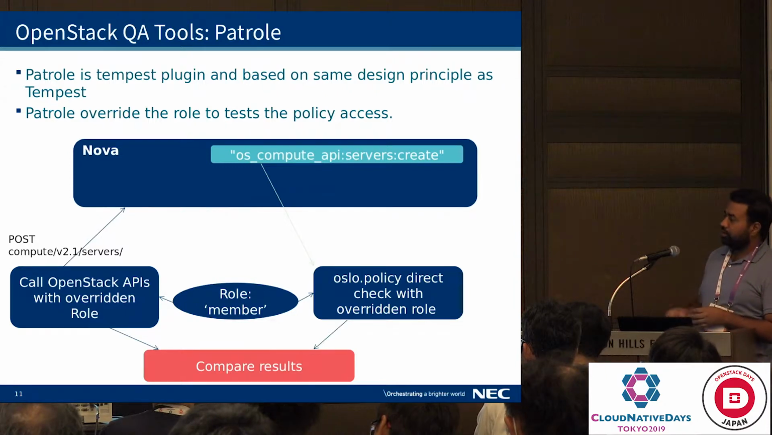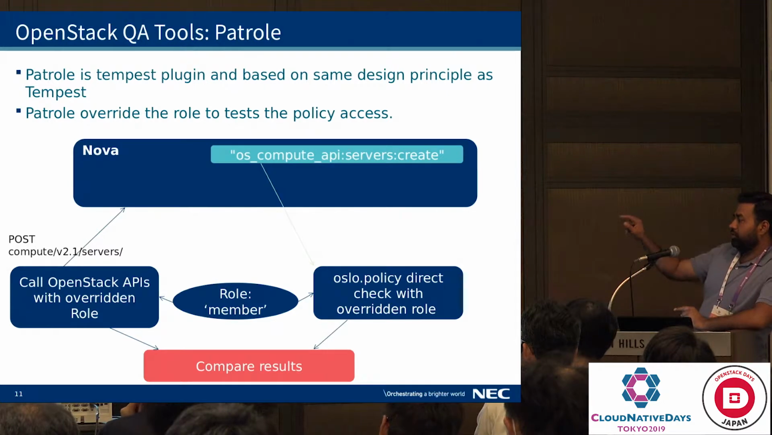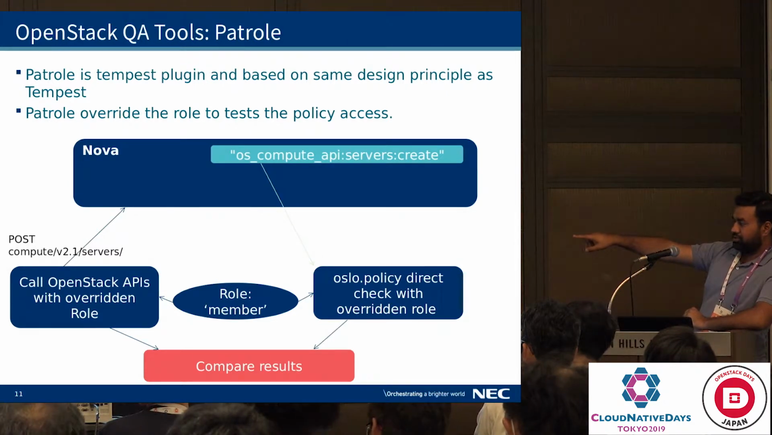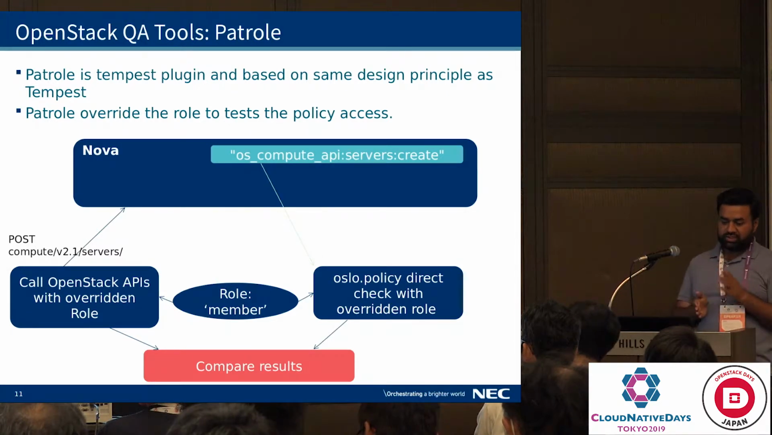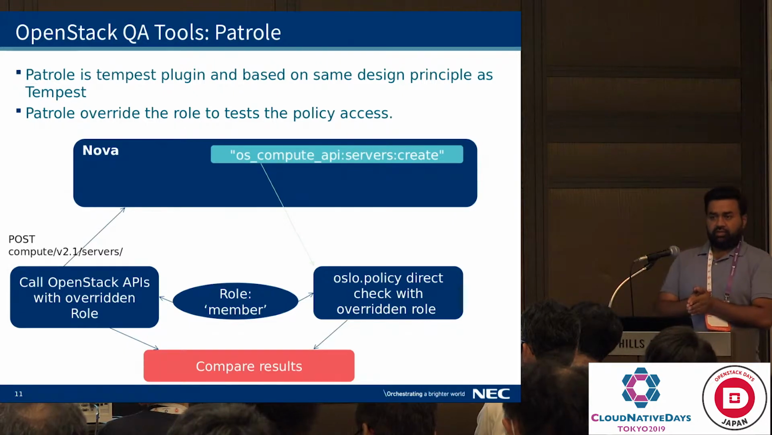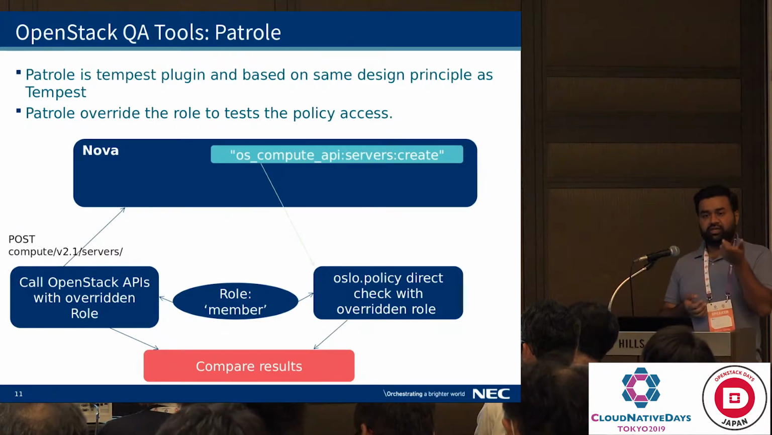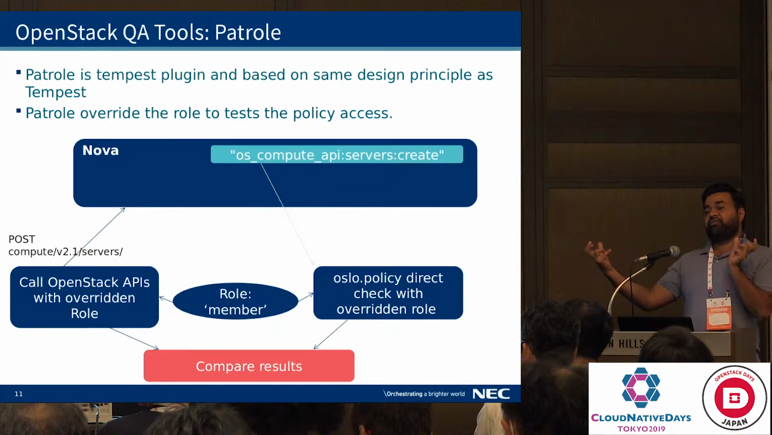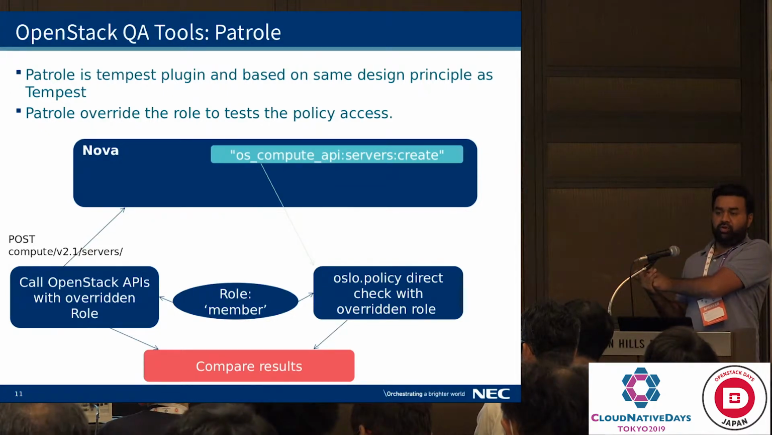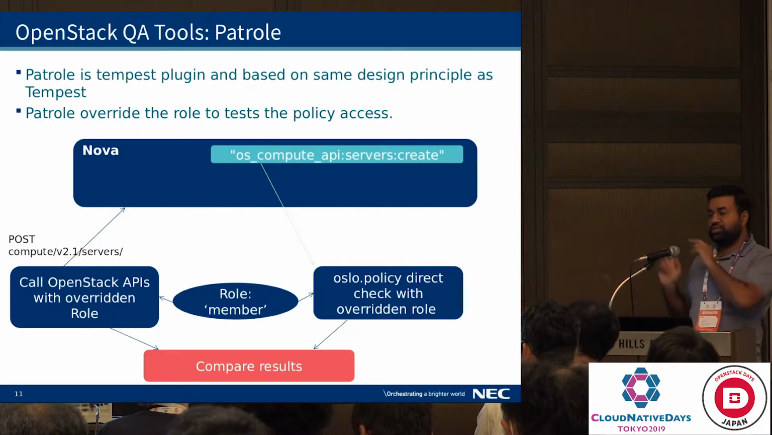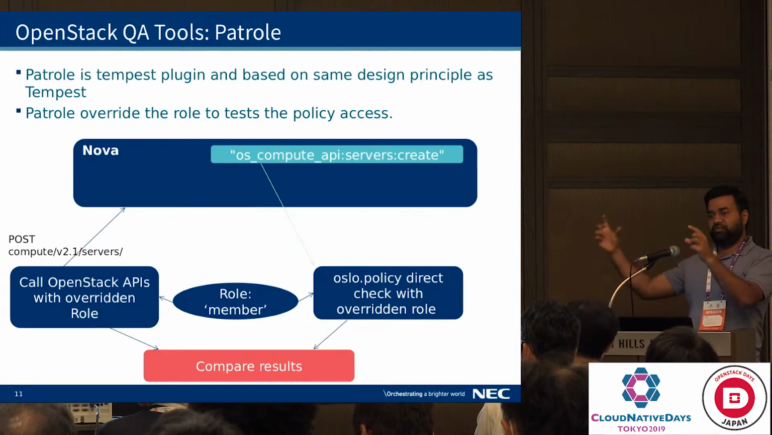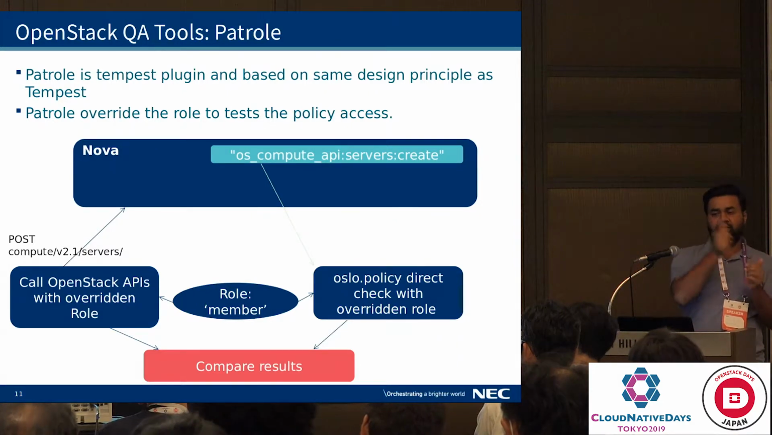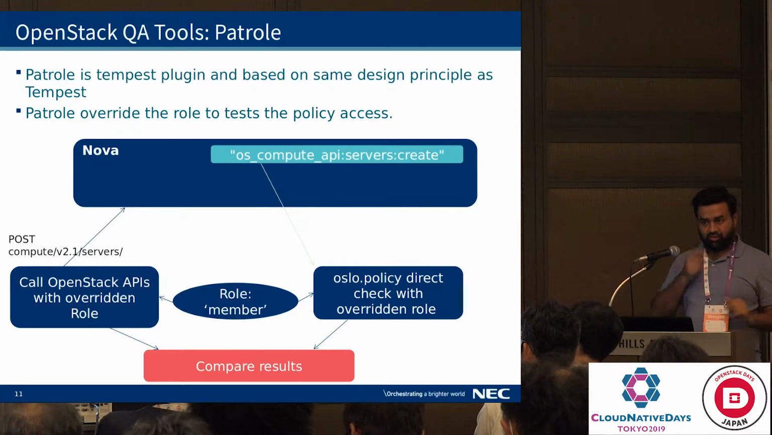In Patrole you can tell Patrole to run for, say, the member role. For the member role, the first thing it will do is use Oslo policy, which is the policy check engine in OpenStack. You give a credential, say this is my user and this is my policy, and it verifies whether that user has access to that policy or not. In the policy you have the check string; if the user ID matches, it has access, and if it doesn't match, no access.